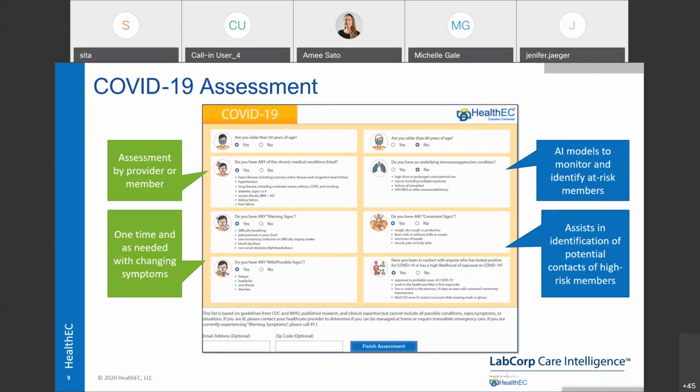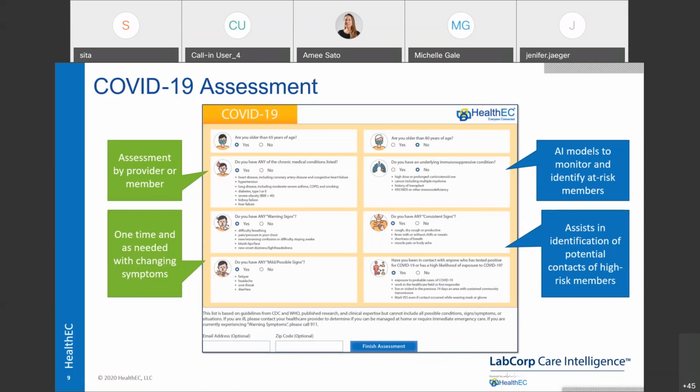The next three questions have to do with signs and symptoms. Those warning signs are signs that would suggest that an individual needs to be seen right away, either followed up with a PCP or an oncologist immediately, or possibly referred to an emergency room. And they could be related to COVID or to underlying medical conditions.